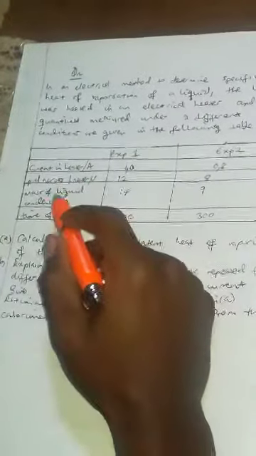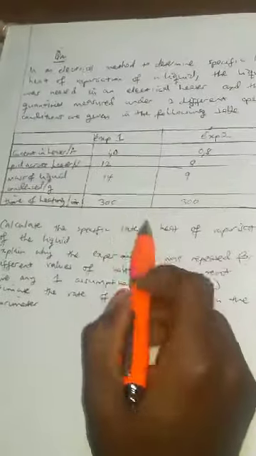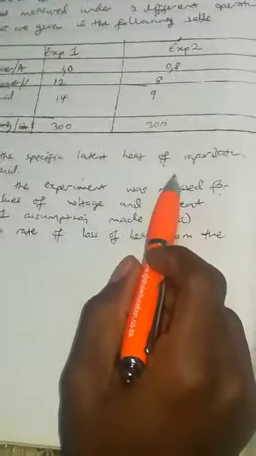So these are the two experiments, experiment 1 and experiment 2. The data we are given is the current flowing in the heater, in amps, the potential difference across the heater, in volts, the mass of the liquid collected, in grams, and the time of heating, which is 300 seconds for both experiments. First question: calculate the specific latent heat of vaporization of the liquid.